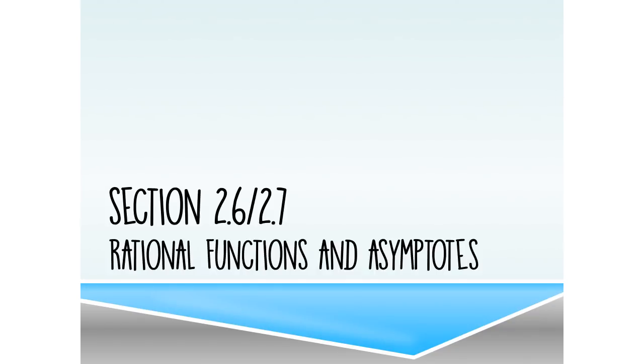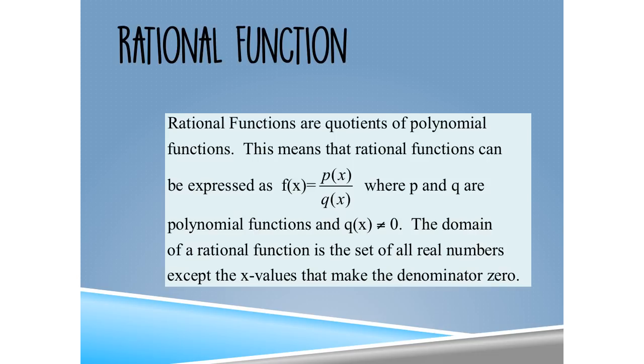This video is going to cover Chapter 2, Section 6, and then this section actually continues into Chapter 2, Section 7, which is rational functions and asymptotes. So we start with what is a rational function. Rational functions are quotients of polynomial functions. This basically means that a rational function can be expressed as a fraction of one function over the other.